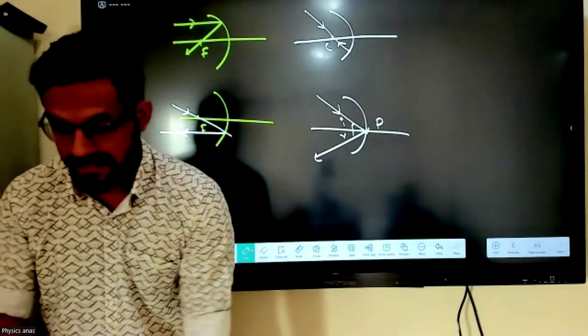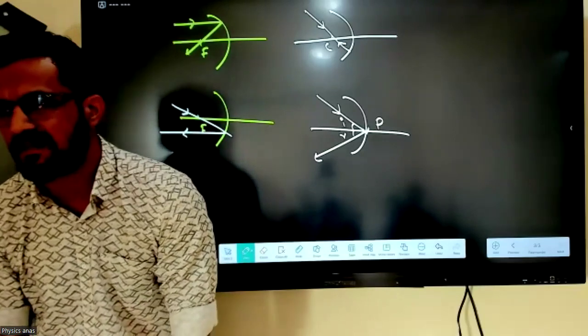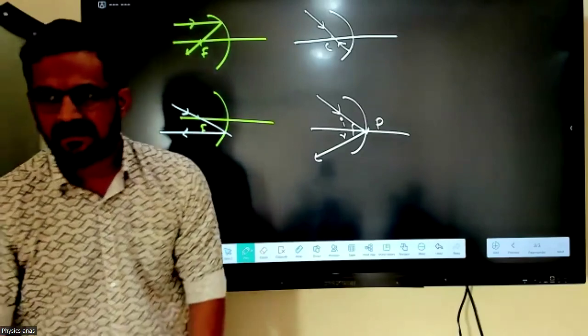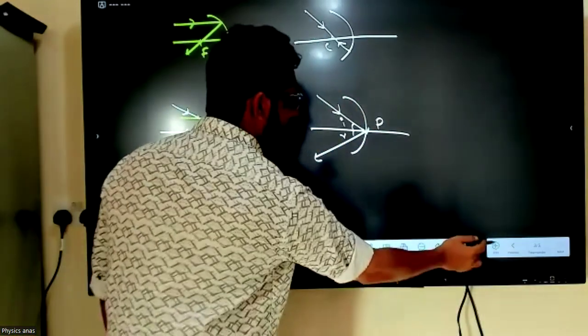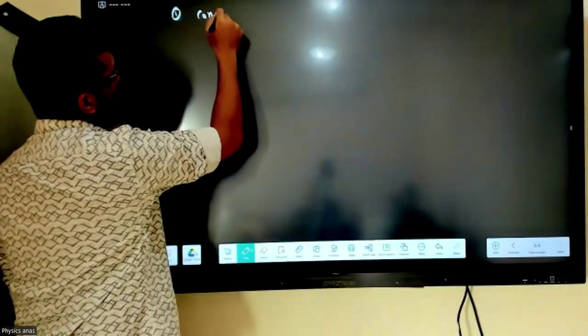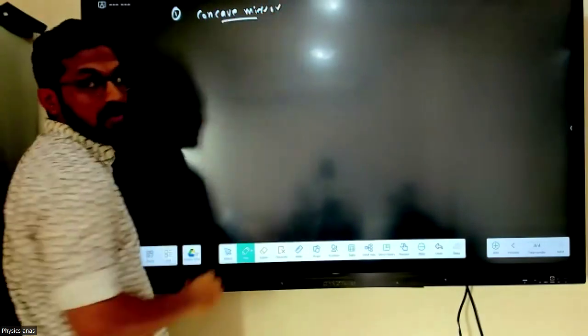Then there was formation of images. Should I repeat that? Do you need the formation of images? I will quickly do it. For the formation of images, the first one, we are using a concave mirror.